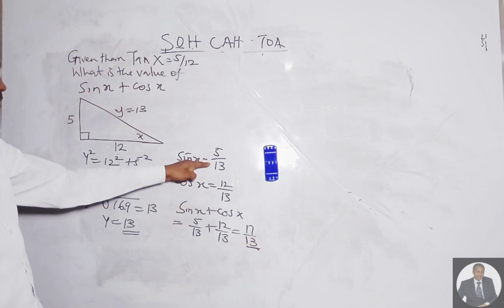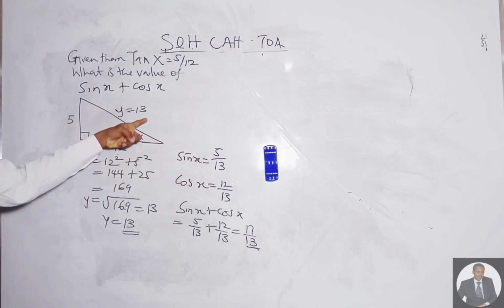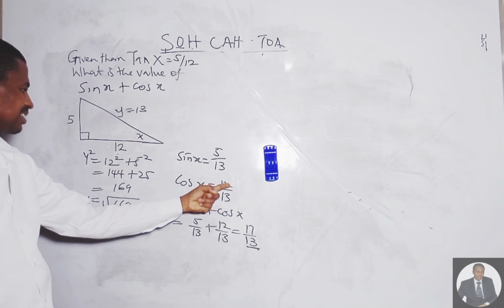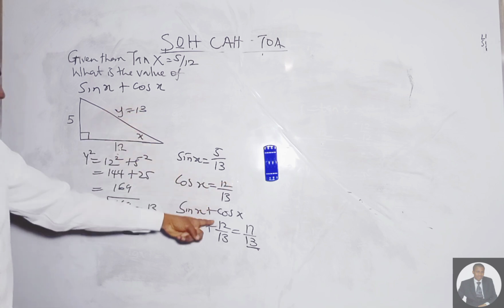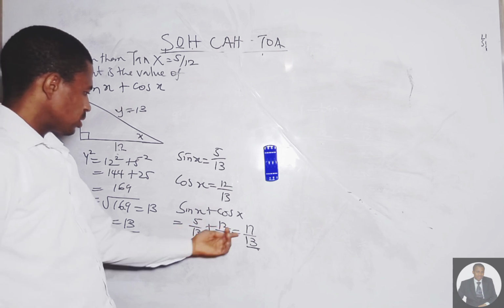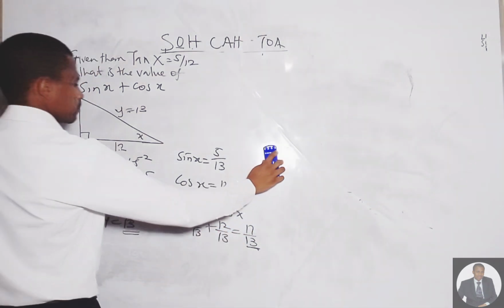Sine x is 5 over 13, which is opposite over hypotenuse. Cos x is adjacent over hypotenuse. Then, if we are to add, the numerators we add themselves and we retain the denominator.